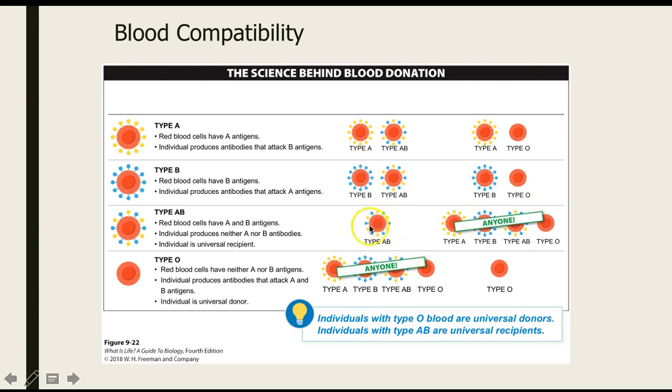If you're type AB, you can only give to AB, but you can get from anybody, because you're not making any antibodies. You can get from any other blood type. And if you're type O, you can give to any other blood type. Cool for everybody else, but you can only get from your own type. So that kind of sucks for you. We say that type O is the universal donor and that type AB is the universal recipient.